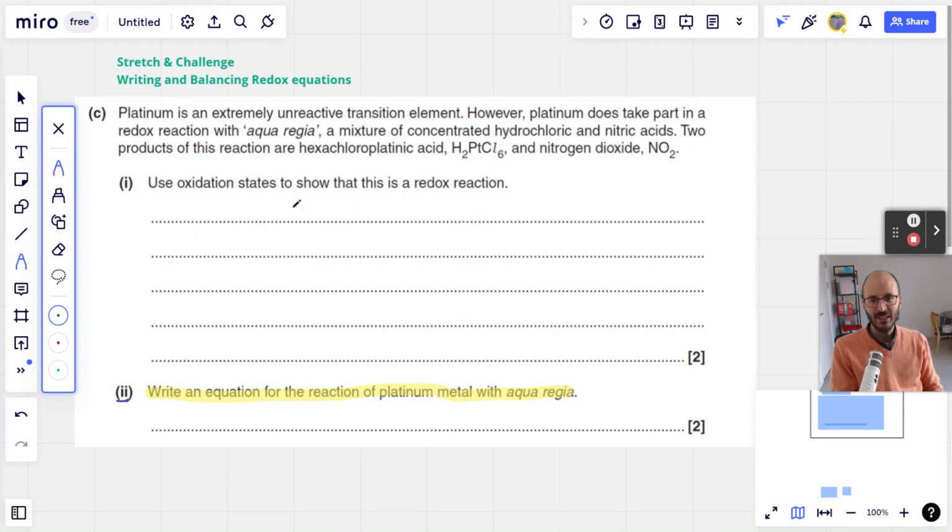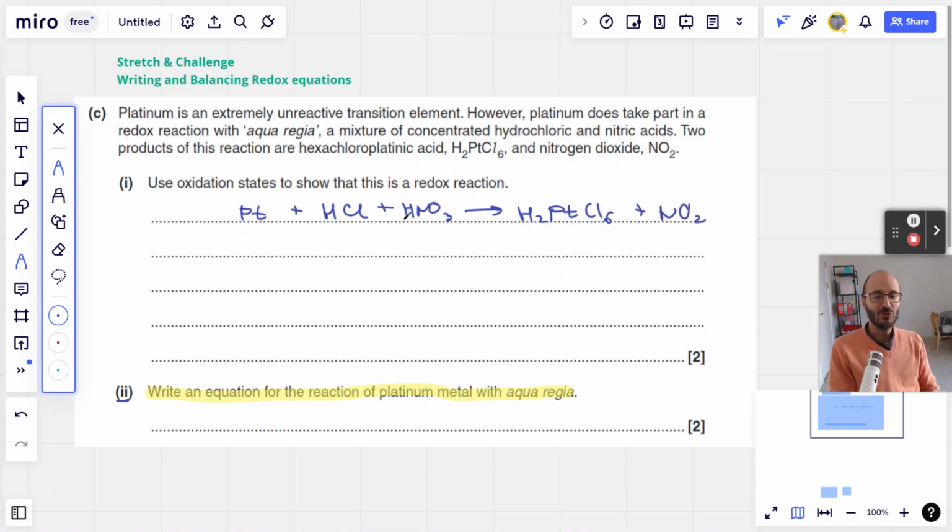For part one, what you would do normally is to write the reactants. So you have platinum, hydrochloric acid, nitric acid, and then you write your products, which is going to be this hexachloroplatinic acid. Wow, super acid. And you also have nitrogen dioxide, you write it there.